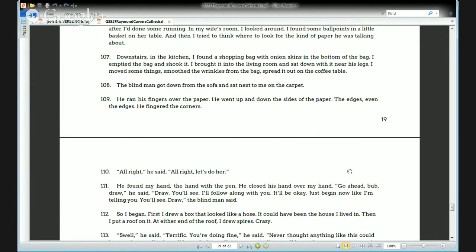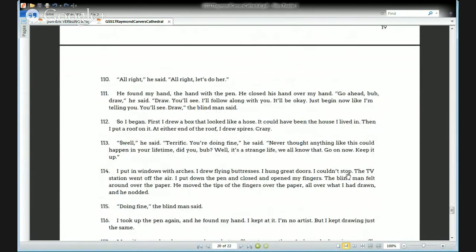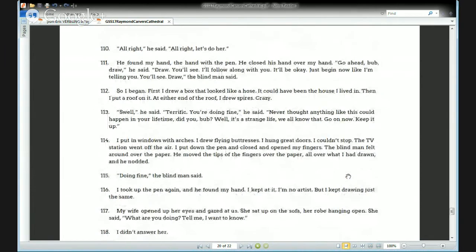The blind man got down from the sofa, sat next to me on the carpet. He ran his fingers over the edge of the paper. He went up and down the sides of the paper, even the edges. He fingered the corners. All right, he said. All right, let's do her.